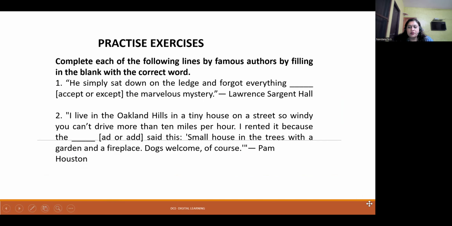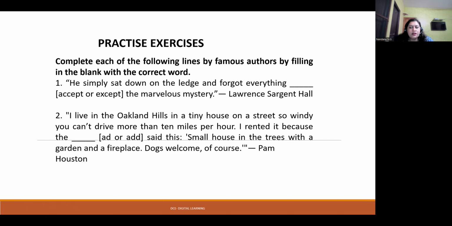Now let us go for some practice exercises. These exercises are from the textbook. Complete each of the following lines by famous authors by filling in the blank with the correct word. He simply sat down on the ledge and forgot everything. Accept or except. The word here is except.